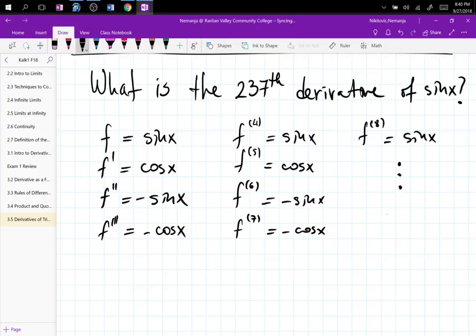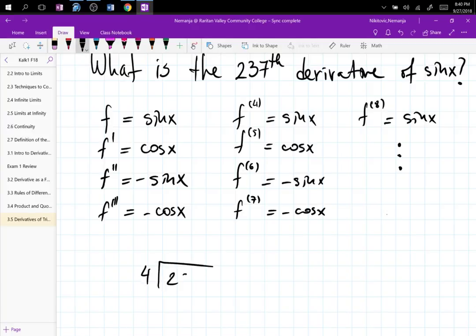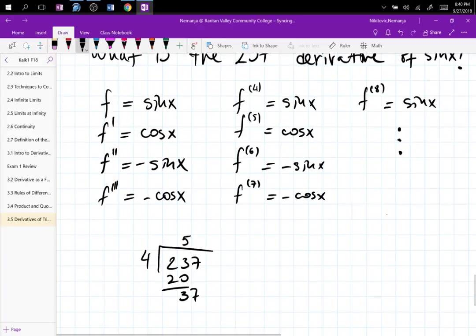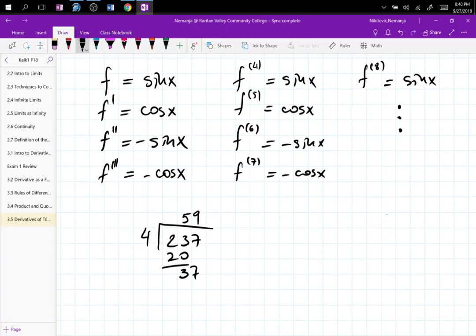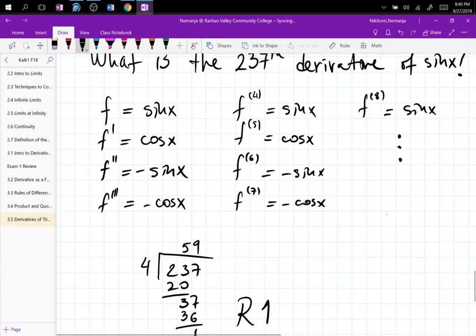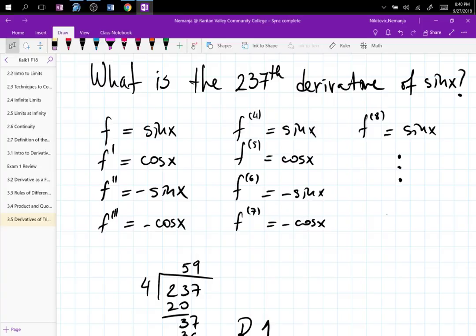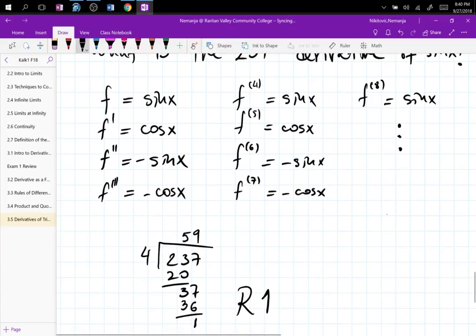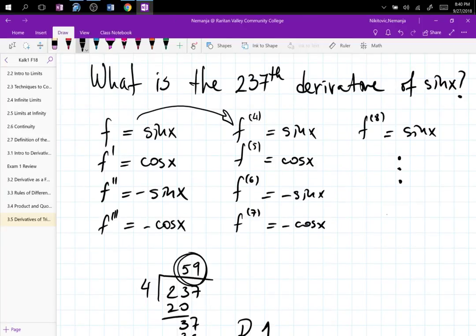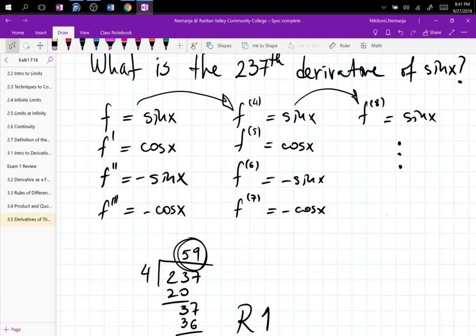So all I need to do is actually divide 4 into 237. That goes 5 times, and then 20, and then 37. 4 goes 9 times. 9 times 4 is 36, and the leftover is 1. That's what I'm looking for, the remainder 1. So, what is the 237th derivative of this? Well, as you can see, from here to here is cycle number 1, from here to here is cycle number 2. So for 59 cycles, you always get back sine x. But you have a remainder of 1, which means that it has to be the next one, right? So the answer is cosine x.